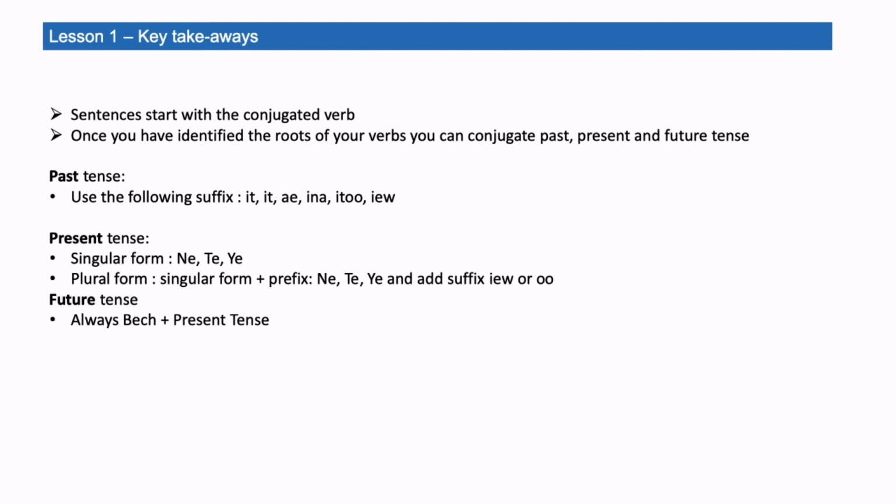In the past tense, the suffixes will always be the same: it, e, ina, itu, ion. In the present tense, in the singular form, you will always add the same prefixes: ne, te, ye. And in the plural form, you will add a prefix, ne, te, ye, and a suffix, ion or u. Again, they're just written differently for ease of pronunciation, because remember with the verb khedh, they pronounce it a bit differently just so that it makes it easier to flow. Future tense will always be the word besh plus your verb that has been conjugated in the present tense. For example, mshi, the verb to go. Nemshi is I am going. Besh nemshi is I will go.